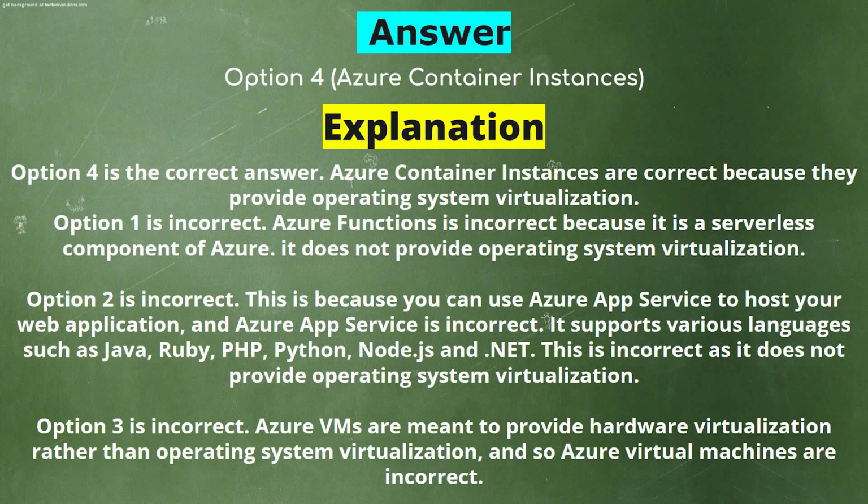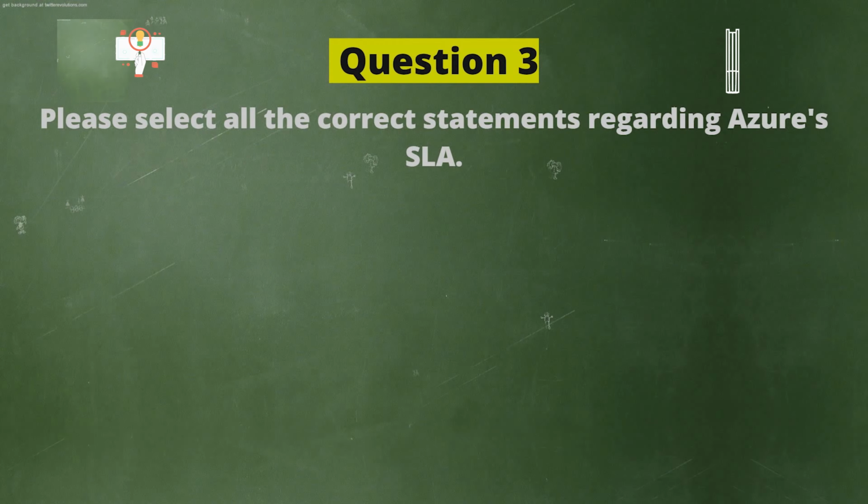Option 2 is incorrect. This is because you can use Azure App Service to host your web application, and Azure App Service supports various languages such as Java, Ruby, PHP, Python, Node.js, and .NET. It does not provide operating system virtualization. Option 3 is incorrect. Azure VMs are meant to provide hardware virtualization rather than operating system virtualization, and so Azure virtual machines are incorrect.